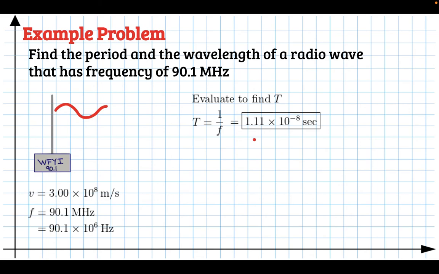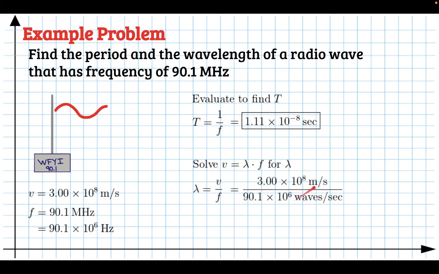I can also find the wavelength. These waves that are spreading out, what is the length of the wave? What is the distance from the peak of one wave to the peak of the next wave? So since the velocity equals the wavelength times the frequency, and I want the wavelength, I can divide both sides by the frequency. So the velocity divided by the frequency will tell me the wavelength. And that turns out to be 3.33 meters. That's the distance between the top of one wave and the top of the next wave.